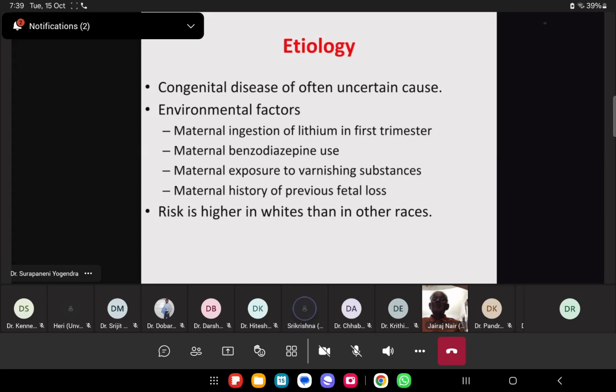Etiology. It is a congenital disease of often uncertain cause. Some environmental factors are maternal ingestion of lithium in the first trimester, maternal benzodiazepine use, maternal exposure to varnishing substances, and maternal history of previous fetal loss. Risk is higher in whites than in other races, and incidence is equal in male and female.